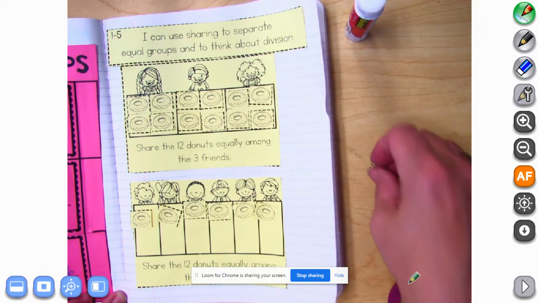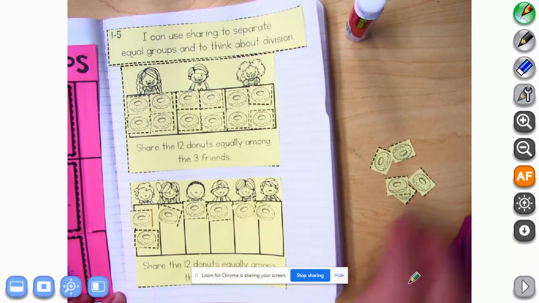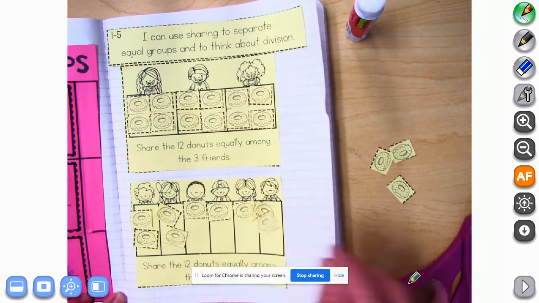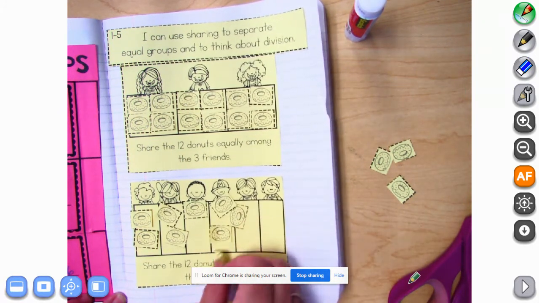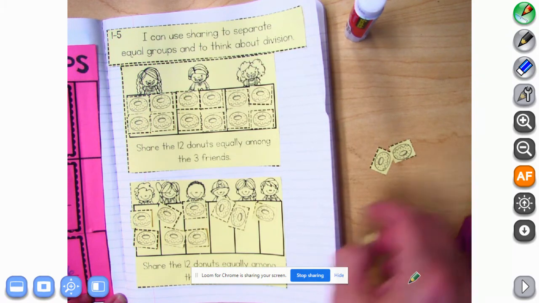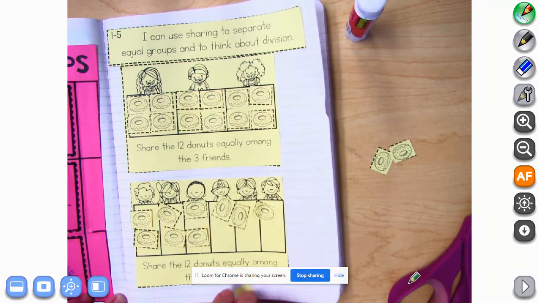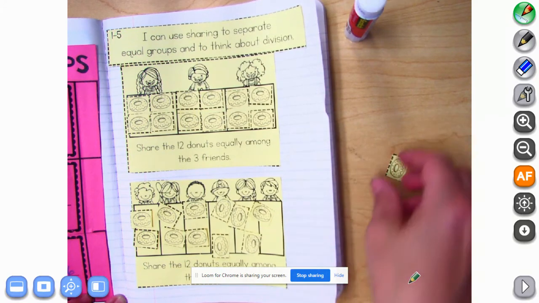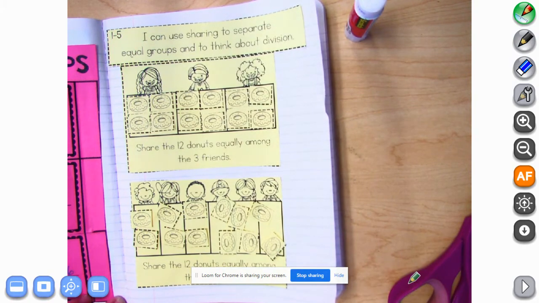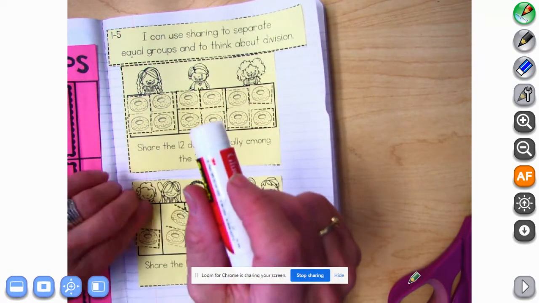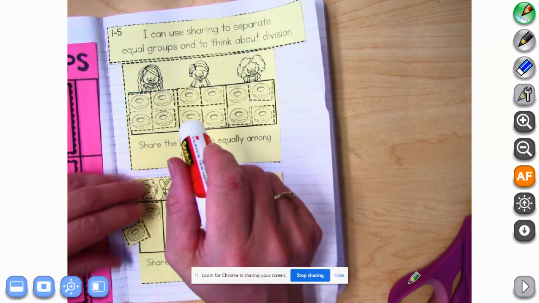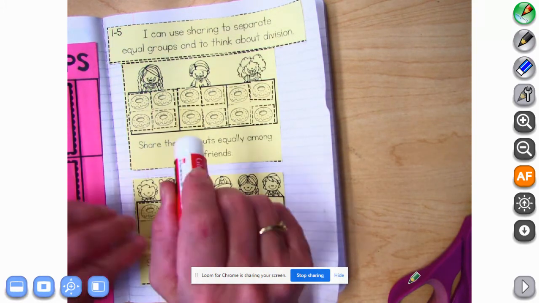Let's see if I can give them equally. If I can't give everyone one, I can't call it equal. So we have 6, 7, 8, 9, 10, 11, and 12. Okay, so everybody gets 2 when you have that many friends. All right, so we're going to glue these back down. Okay, even 2 would be so much, but be so delicious.